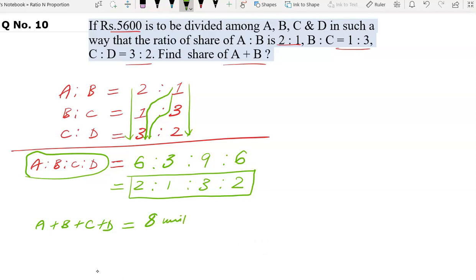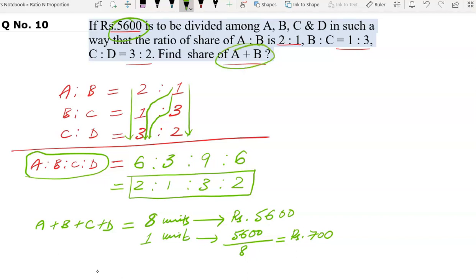Now this 8 units is total, and this represents rupees how much? This represents 5,600. So 1 unit will represent how much? 5600 divided by 8. 8 sevens are 56. So 1 unit will represent 700 rupees. And we need to find what? We need to find share of A plus B.